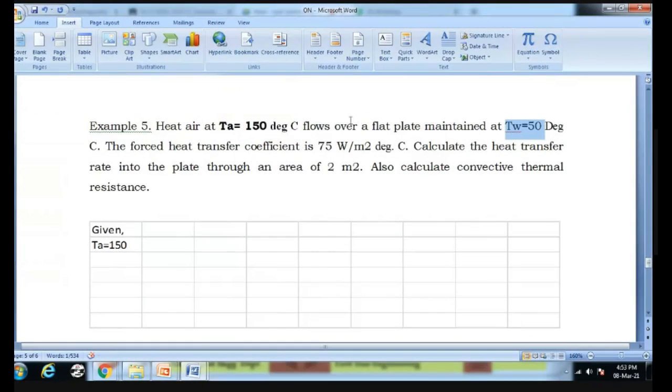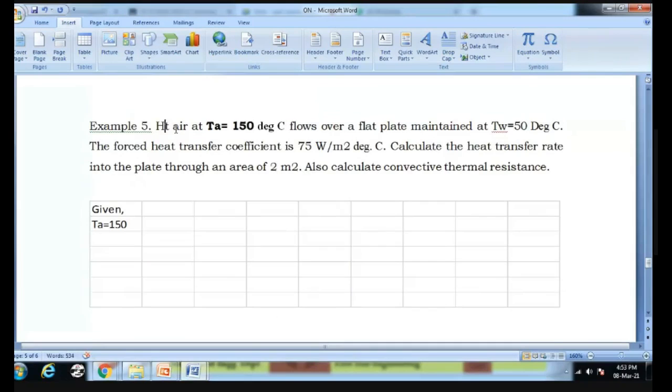PW क्या है? Hot air of temperature 150 degrees Celsius flows over the flat plate maintained at 50 degrees Celsius. The forced heat transfer coefficient is 75 watt per meter square degree Celsius. So no need to take all these quantities or temperature in Kelvin, because it is in degree Celsius. Calculate heat transfer rate into plate through the area 2 meter square.